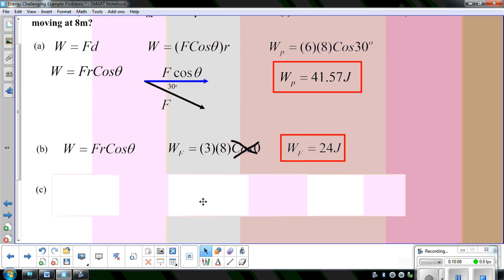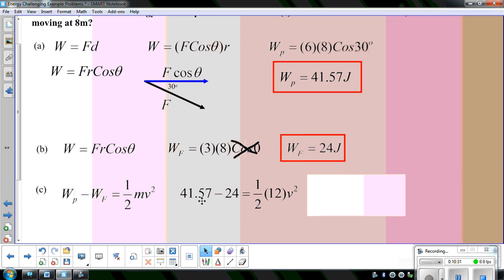moving at 8 meters? If it starts from rest, it has no initial energy. The person is going to put in 41.57 joules. The friction, right, is negative work. It's going to take 24 joules out of the system, leaving it with some kinetic energy. So we know 41.57 is put in, 24 is taken out. It has a mass of 12. Solving for that velocity, you get 1.71 meters per second. And that's how fast the box will be moving after 8 meters.